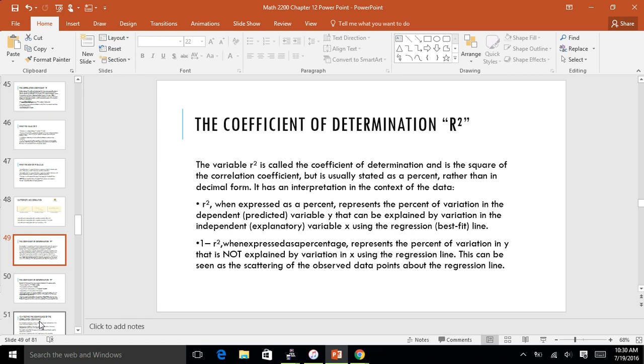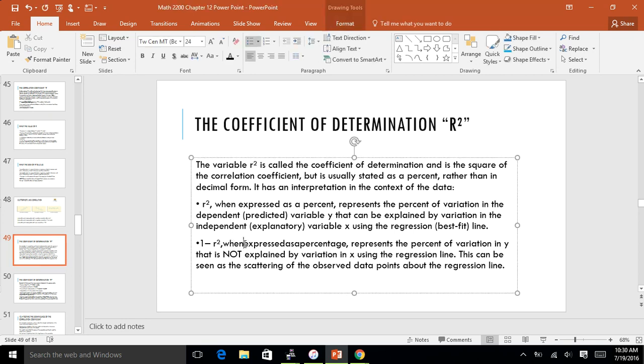So 1 minus R squared, when expressed as a percentage, represents the percentage of variation in Y that is not explained by X. So in the real world, what I can do is I can do my R squared, which will explain the variation of Y explained by X. But in the real world, one thing isn't always controlled by another. So when you do a huge linear regression, you can have many different X's that can explain what's changing in Y. But for this class, we're only going to have one X and one Y.